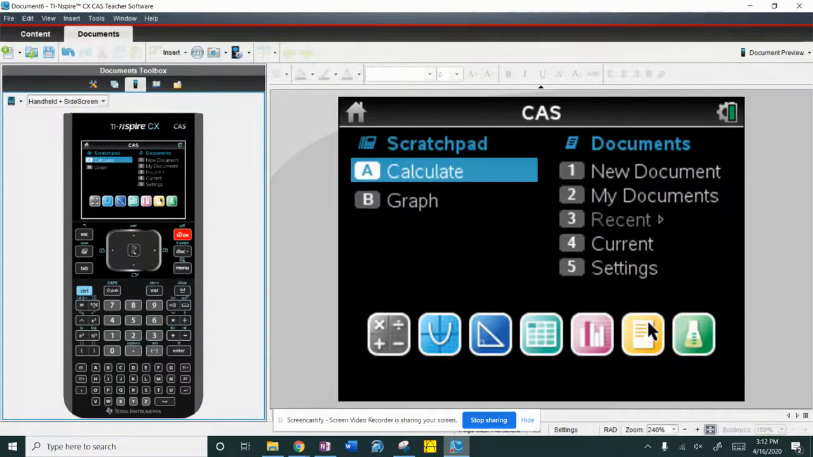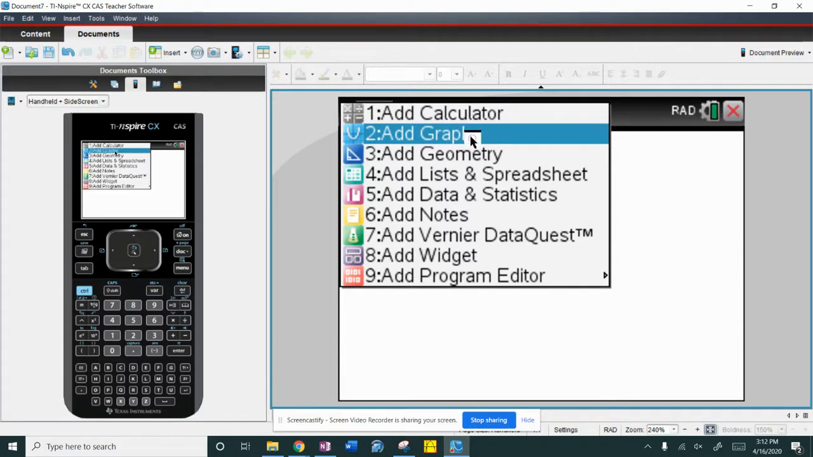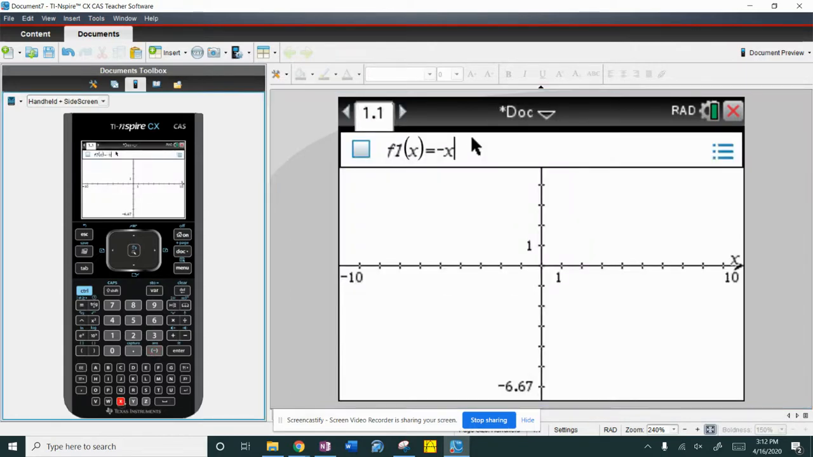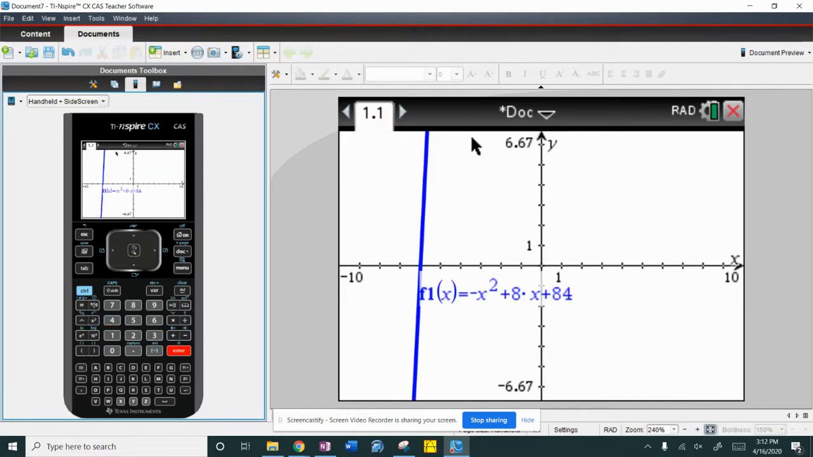So I'm going to go to my graph page on my calculator, and we're going to graph. I've got negative x squared plus 8x plus 84. Now, what you're going to notice here is we don't see much of the graph. We know we should have a parabola, something that comes up and goes back down, or something that goes down and comes back up. One of those two things.